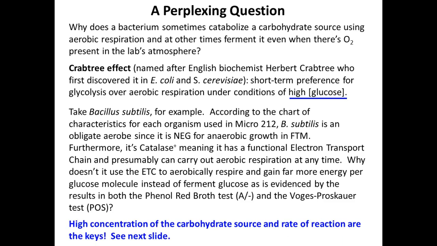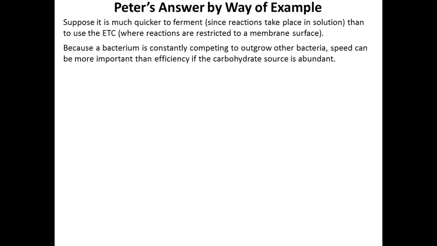That's the key. High concentration. So when it has a lot of sugar, it's actually faster to ferment it than it is to aerobically respire using the electron transport chain in the Krebs cycle. So Peter made up some numbers, right, to help us understand. But the key to this is that it's quicker.